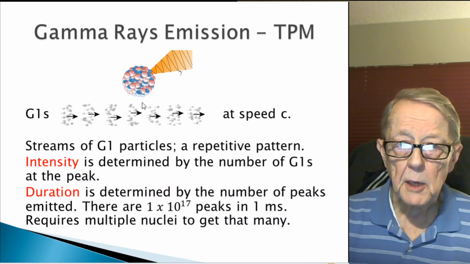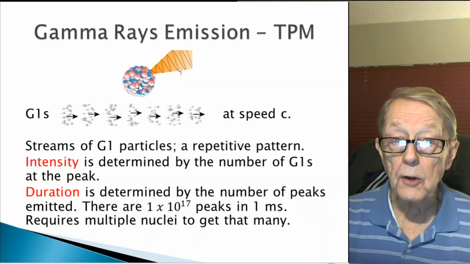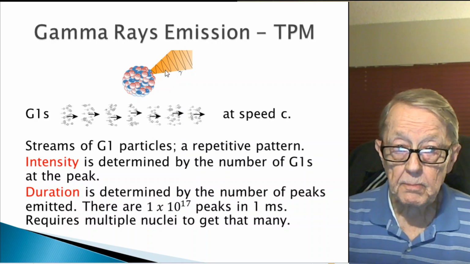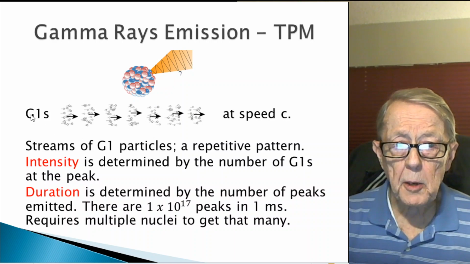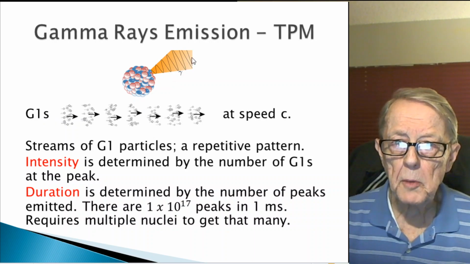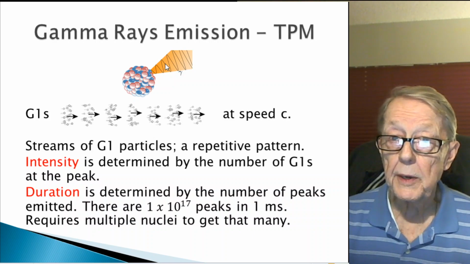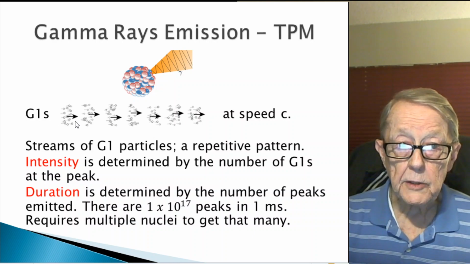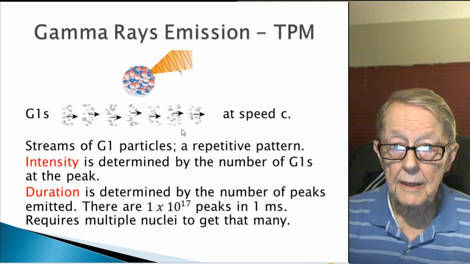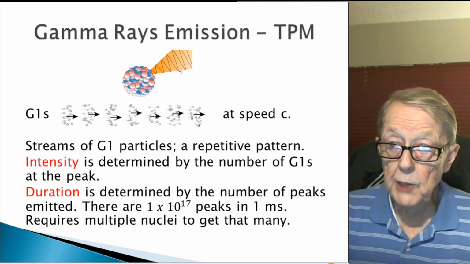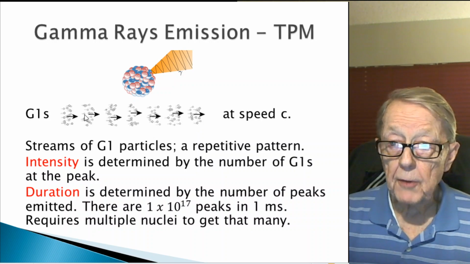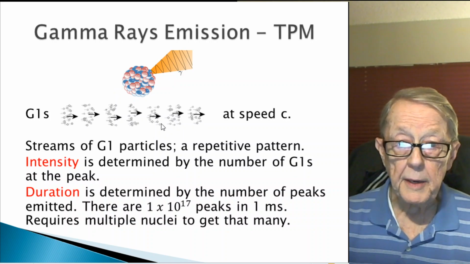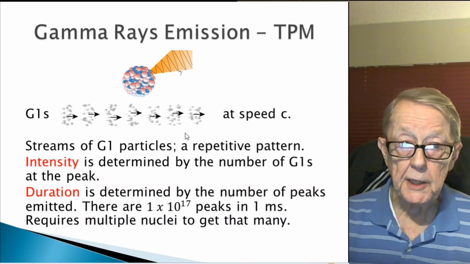Gamma ray emissions in terms of the particle model are streams of G1 particles in a repetitive pattern. Somehow the nucleus, and I find it hard to believe it's one nucleus generating a gamma ray, because, to back up for a moment, the standard model says it's electromagnetic radiation. That's what it is, but it comes from the nucleus or many nuclei, and so you get peaks rapidly from a source somewhere in space, presumably from a much larger group of nuclei, each one emitting these things and moving at speed c.